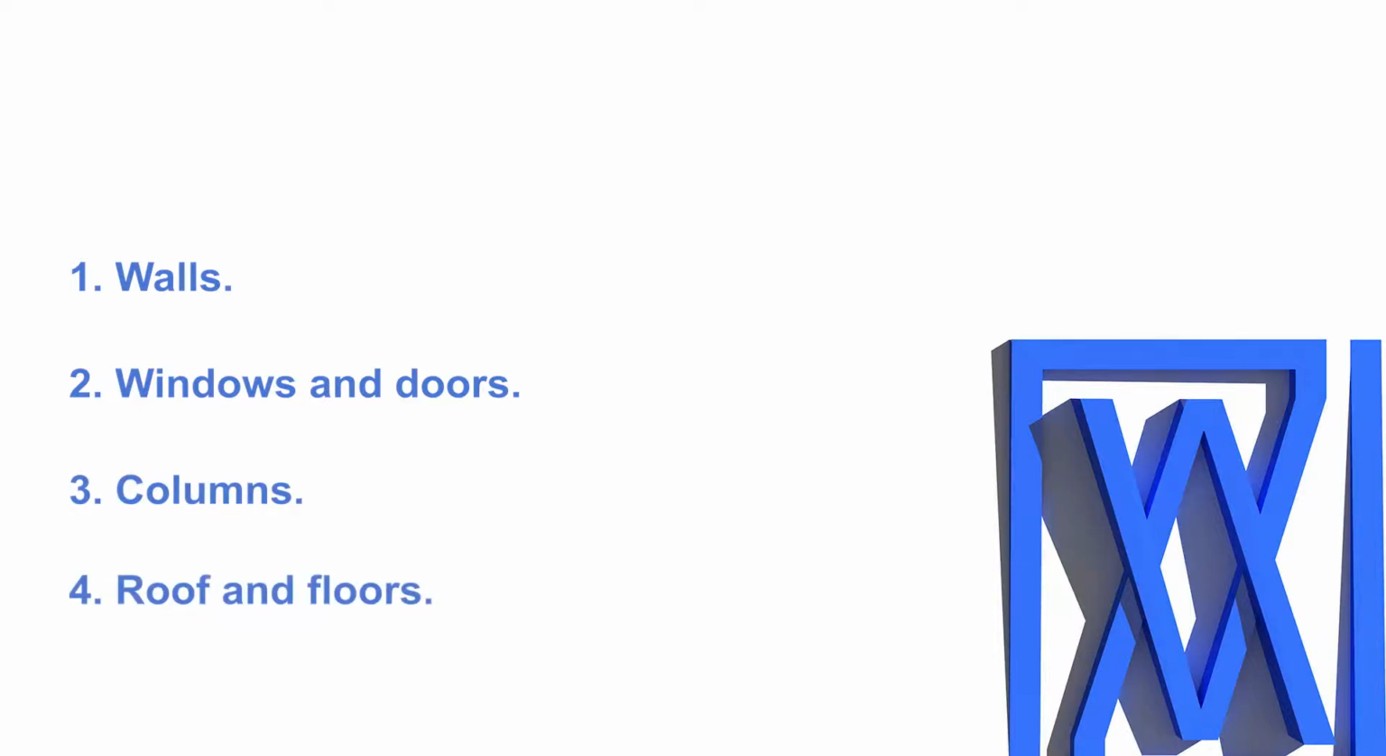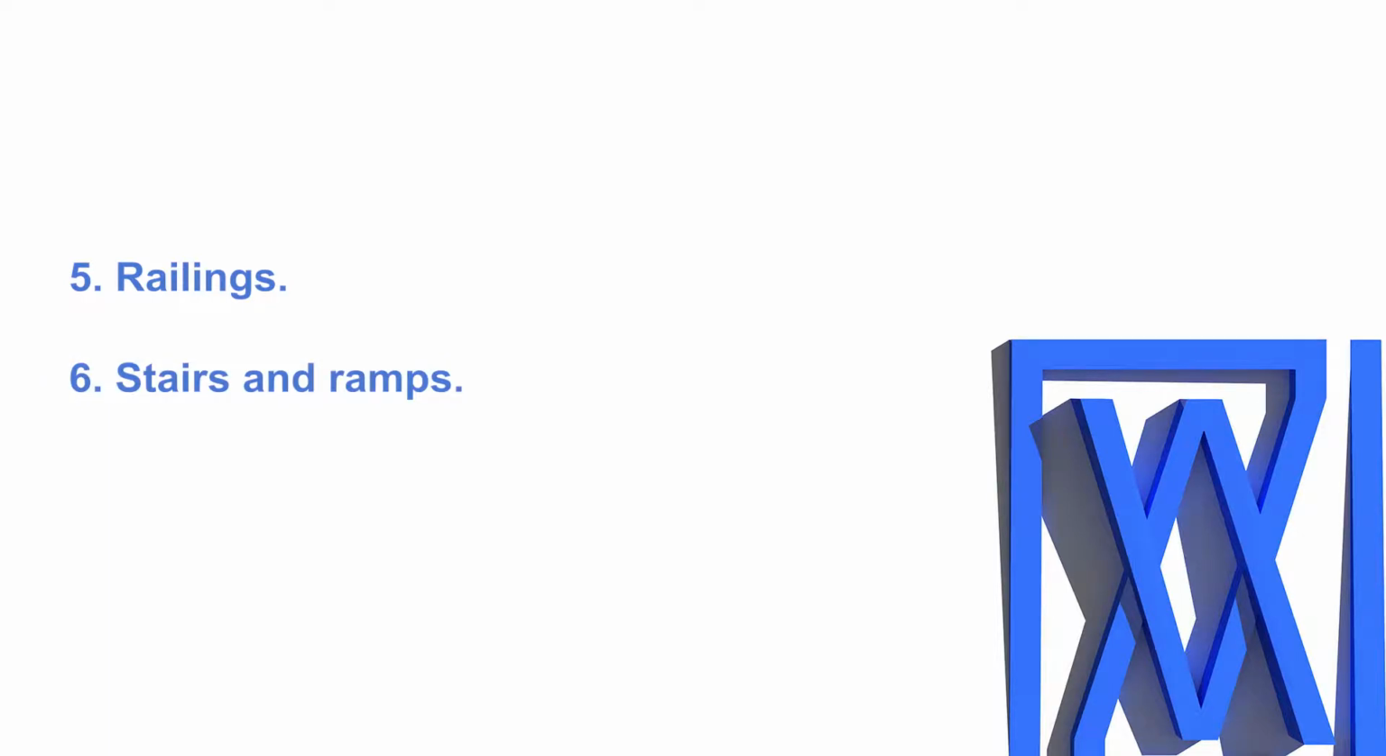In this video we're going to quickly talk about the creation of walls. We're going to explore the parameters of windows and door elements, also talk about columns, the roofs and the floor components. We are going to talk about the railings, and also we're going to talk about the basic creation concepts about creating stairs and ramps. So now let's get started.